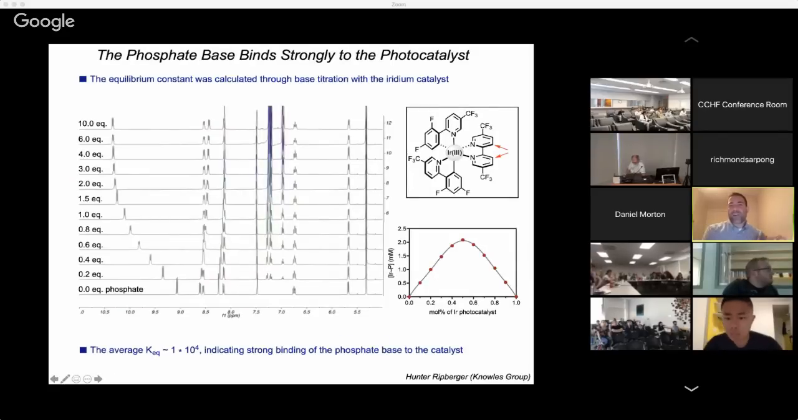What led us down the ultimate path to where we are today is that we thought a lot about this interesting coordination of the iridium catalyst and the phosphate base. Rob's group had shown this previously. The phosphate base coordinates to the CH bonds in that ligand system. Those are relatively acidic sites. You can see with this NMR titration the movement of that peak, and you can pull out an equilibrium constant, which is about 1 × 10⁴. So this is a strong coordination between the phosphate and the catalyst. The Job plot also indicates that this is a 1-to-1 coordination of the phosphate base and the catalyst.